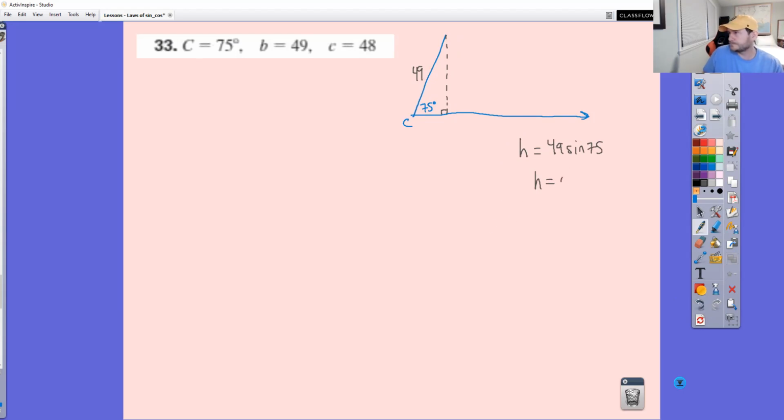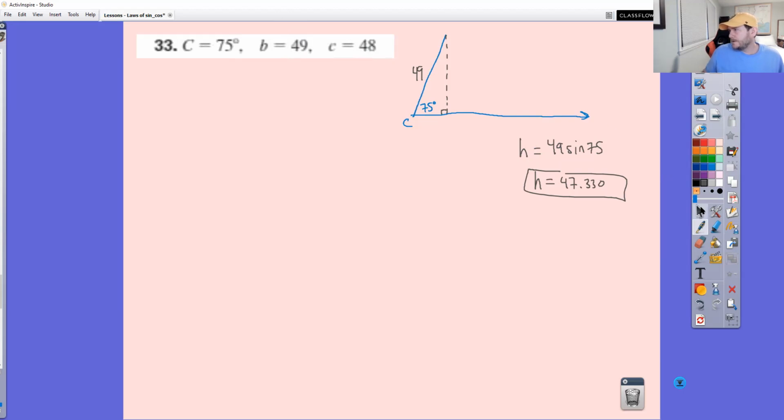47.330. So that does tell me that our opposite side, side C, is greater than this, but it's also less than B. So we do fall into case number 3, the case where we have two solutions. This is our ambiguous case.